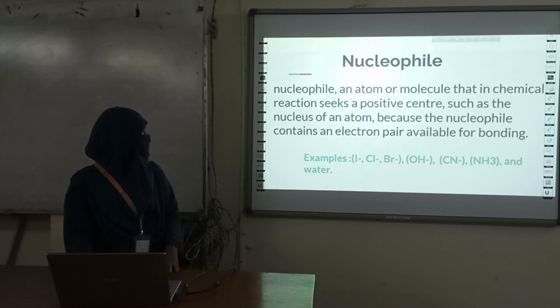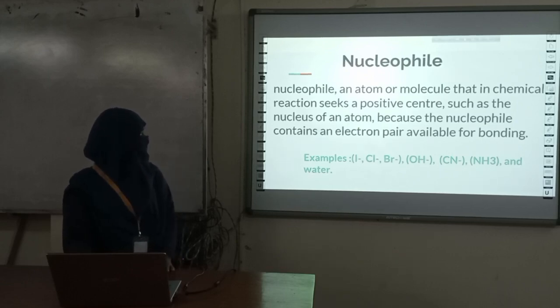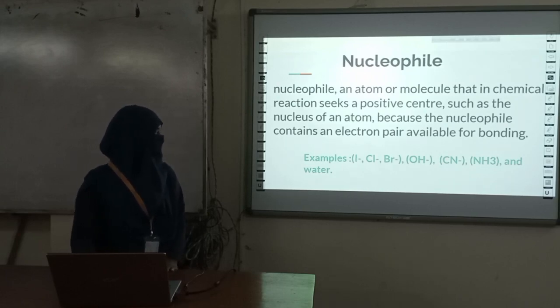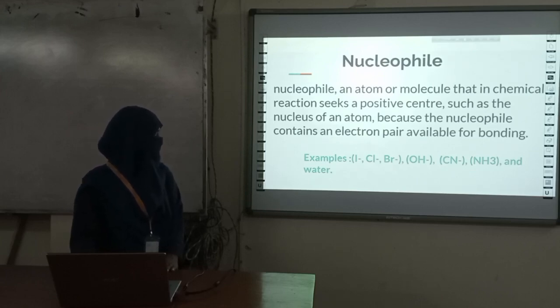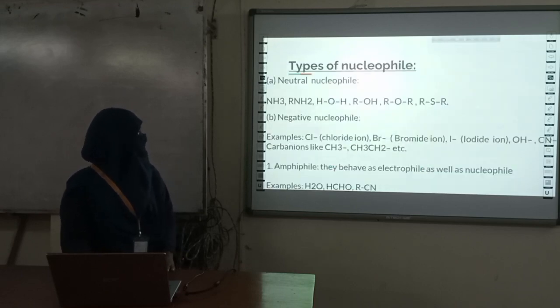Now the next topic, nucleophile. A nucleophile is an atom or molecule that in a chemical reaction seeks a positive center, such as the nucleus of an atom, because the nucleophile contains an electron pair available for bonding. Examples of nucleophiles: iodide ion, chloride ion, bromide ion, hydroxide ion, cyanide ion, ammonia, and water.